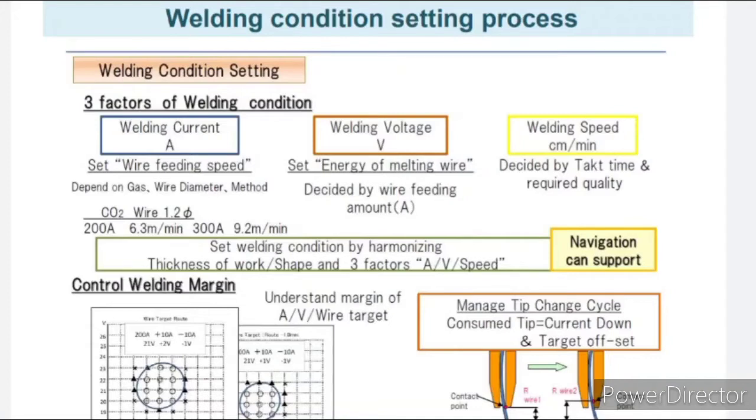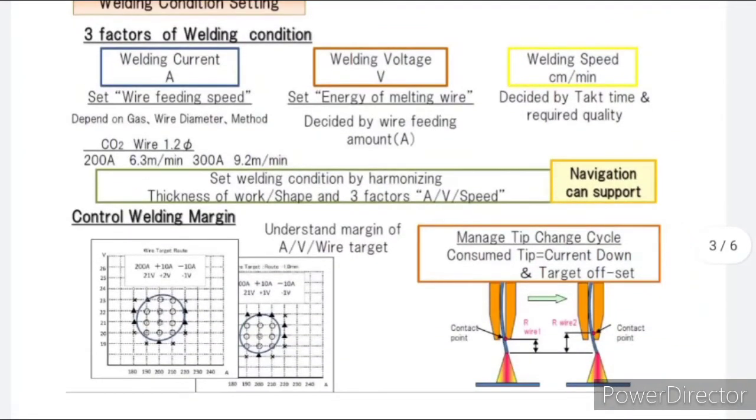If you need a thin weld, then speed is high. If your requirement is a thick weld, then speed is slow. Here are some calculations for CO2. If you are using CO2 gas and 1.2 mm diameter wire, then 200 amperes is 6.3 meters per minute and 300 amperes is 9.2 meters per minute. There are two things here, and the results of the welds are shown below.